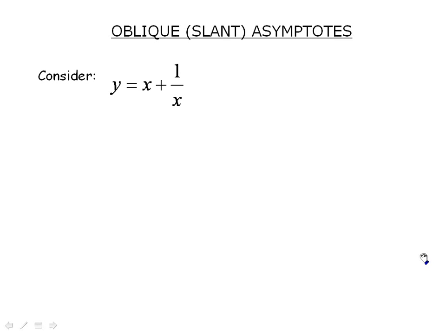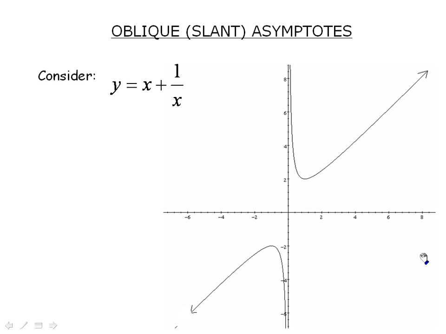So to start it off, consider this function, y is equal to x plus 1 over x, and have a look at the graph. This is what you end up getting. Nothing all that remarkable about it. It appears to be a hyperbolic type shape, but it is not. It is oblique. That is, it's not opening up vertically or horizontally.